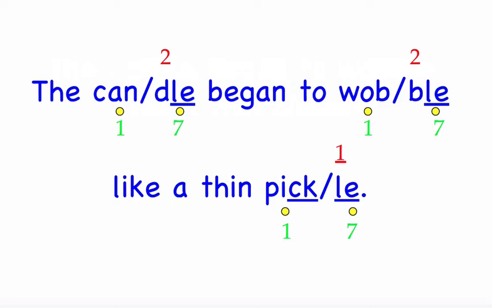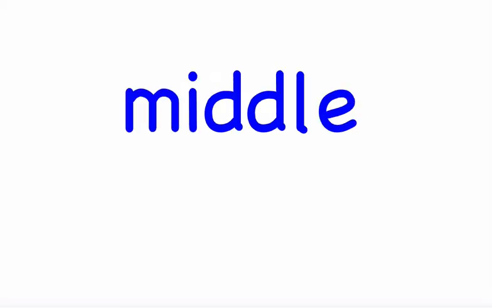Sentence 4. In the middle of the marble table is a puzzle. Middle, mid, 3 sounds. M, i, d. Dull, 2 sounds. D, ul. Middle of the marble, mar, 2 sounds. R. Bull, 2 sounds. B, ul. Marble. Table.